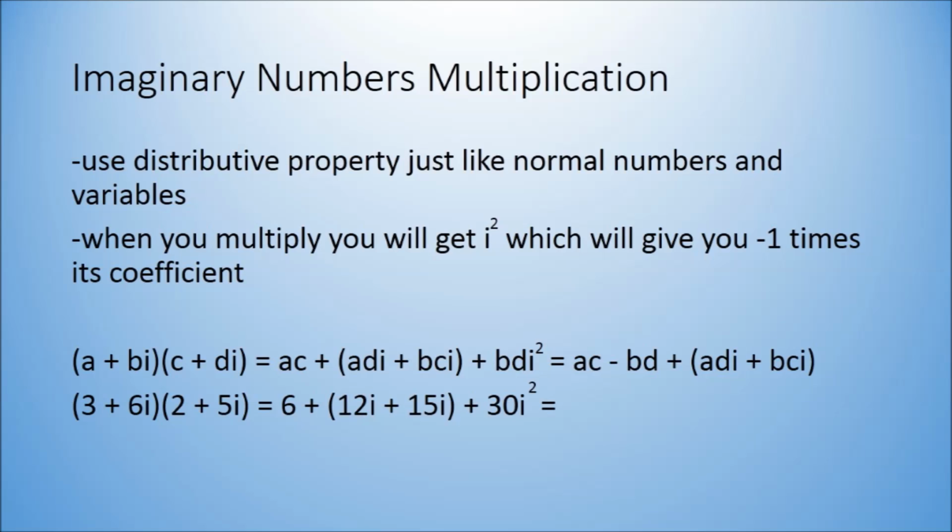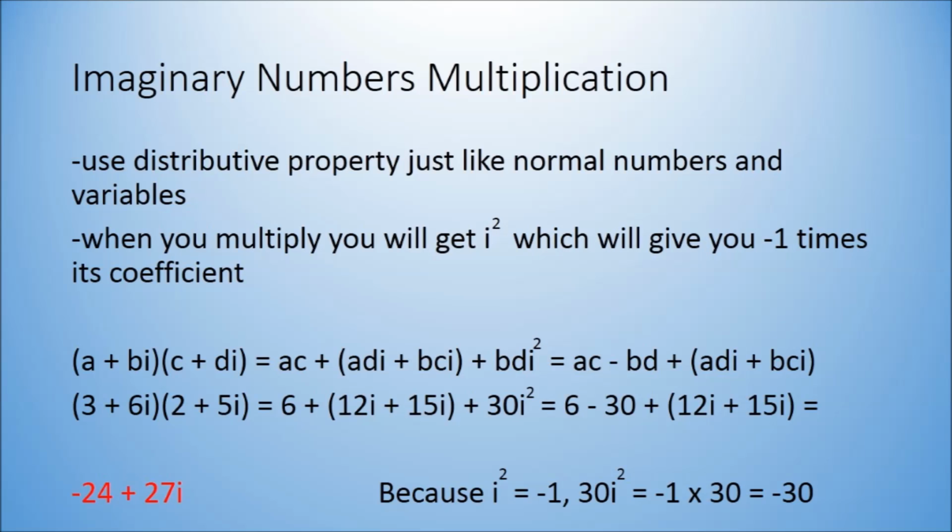And then from there, you can combine the 12i and the 15i. And you can also combine the 6 and the 30i squared, because i squared is like saying negative 1, and 30 times negative 1 is negative 30. So when you do that out, you'll get 6 minus 30 plus 27i, which ends up being negative 24 plus 27i.